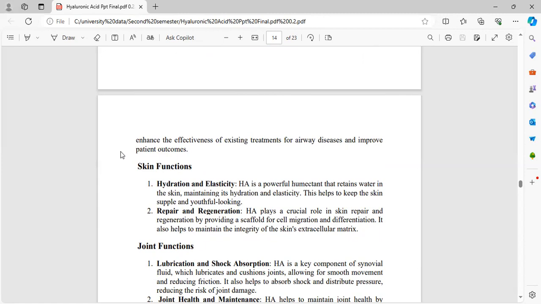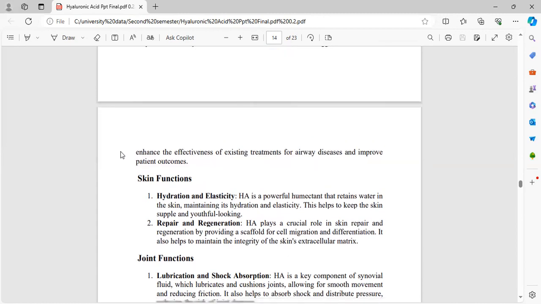Now we'll explain to you about skin functions. Hydration and elasticity: hyaluronic acid is a powerful humectant that retains water in the skin, maintaining its hydration and elasticity. This helps to keep the skin supple and youthful looking. The second one is repair and regeneration. Hyaluronic acid plays a crucial role in skin repair and regeneration by providing a scaffold for cell migration and differentiation. It also helps to maintain the integrity of the skin extracellular matrix.